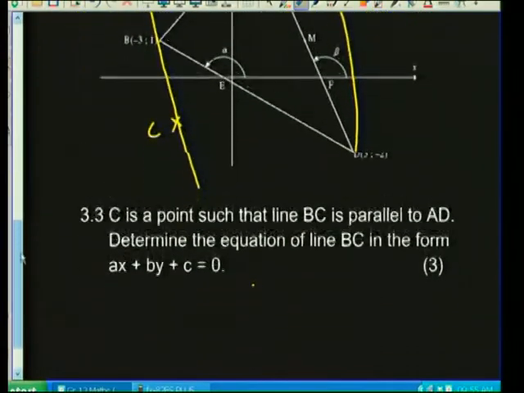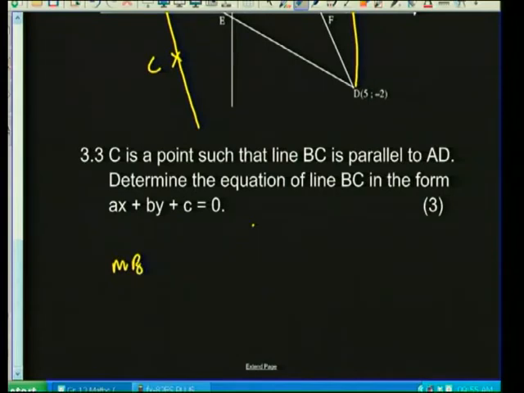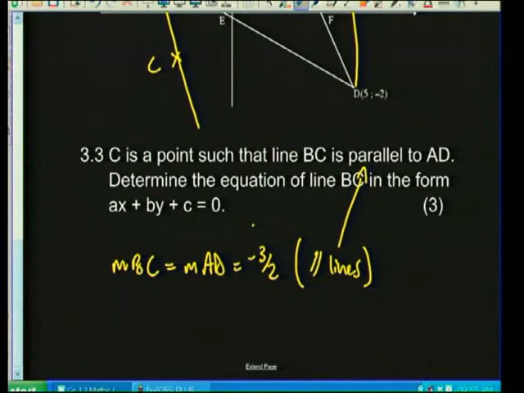So I'm going to say the gradient of BC is then equal to the gradient of AD, which is equal to negative 3 over 2. It's always a good idea to tell the examiner why, how you knew that, and I'm going to say parallel lines or something to that effect. You know, I can even link it and say they told me that they were parallel. And so therefore now my straight line equation is of the form y equals negative 3 over 2x plus c.